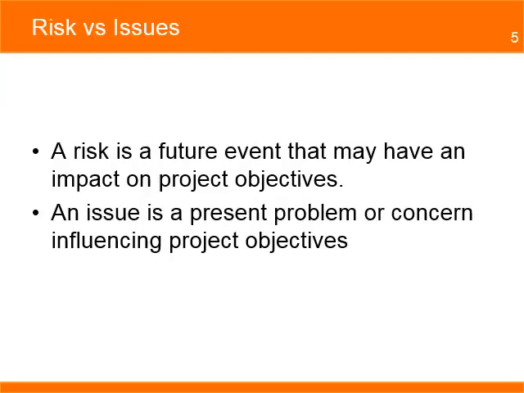Understanding the difference between risk and an issue is an important element of risk management because the process to manage a risk is different from managing an issue. Teams often find it difficult to describe a risk, and they confuse risk with issues. But the difference is simple. A risk is a future event that may have an impact on project objectives. On the other hand, an issue is a present problem or concern influencing project objectives.